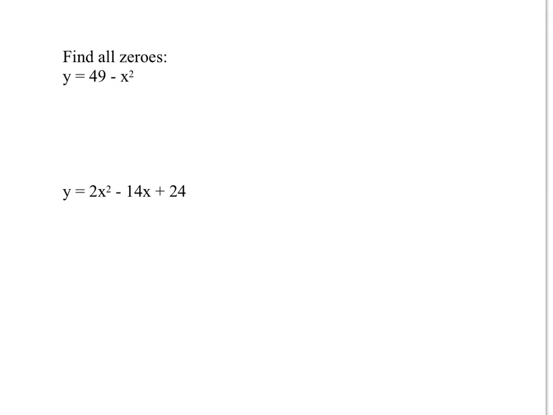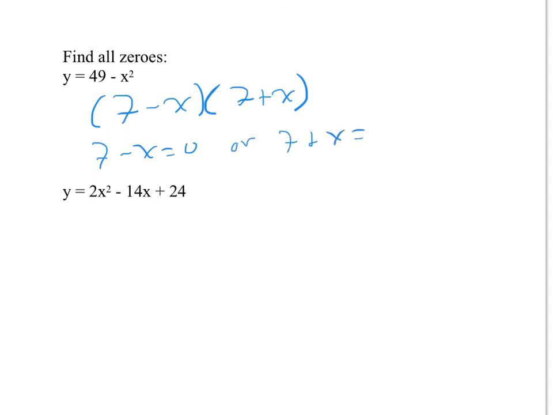Looking right here, find all zeros of a function. First of all, let's see that this is a quadratic function. We do recognize that. 49 minus x squared is going to have 2 roots. We can factor this thing. So this is going to be 7 minus x, 7 plus x. So therefore, its roots are, we're going to set each of those factors to 0. So 7 minus x is equal to 0, or 7 plus x is equal to 0. So x equals 7, or x equals negative 7.